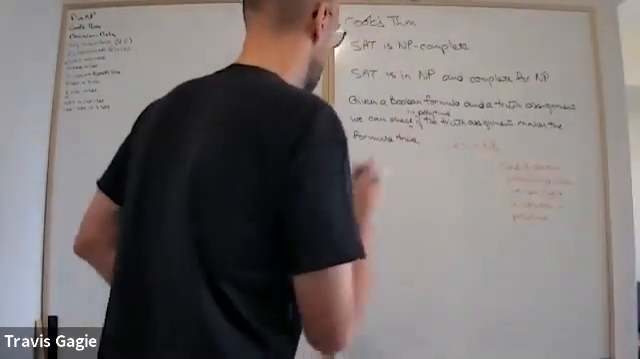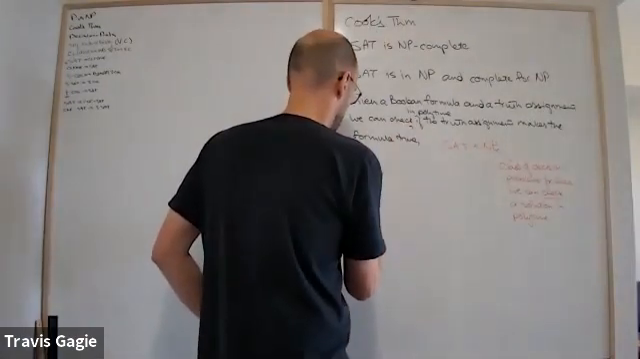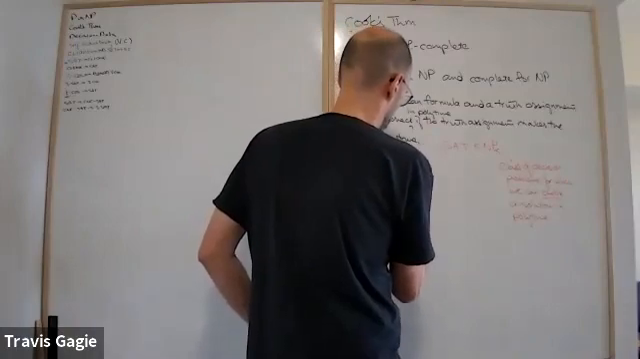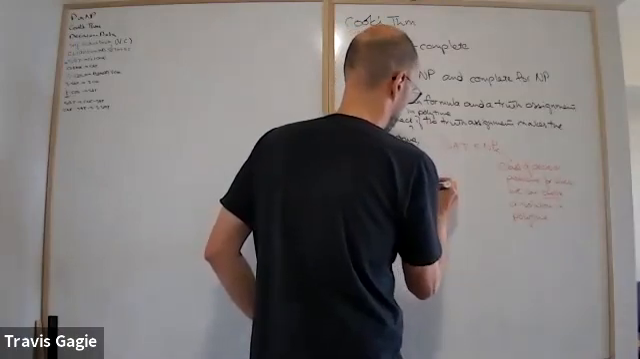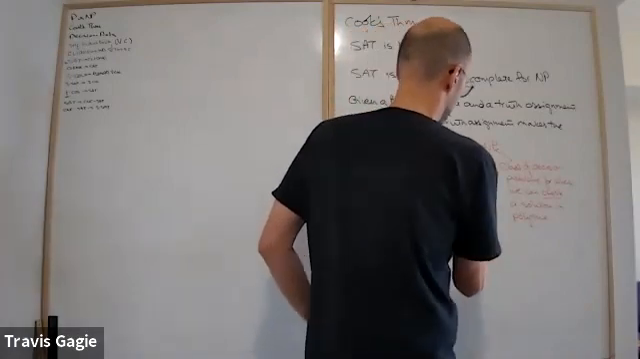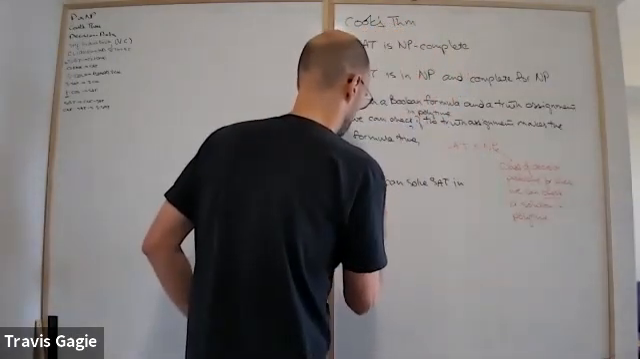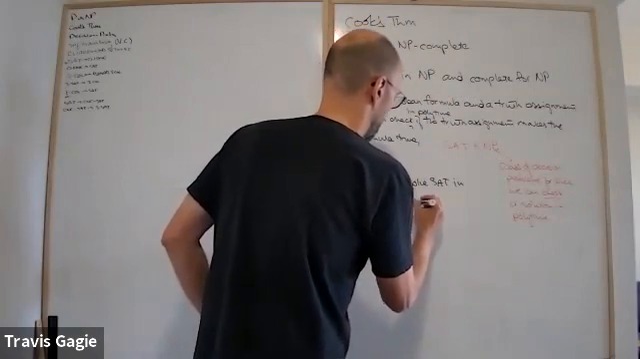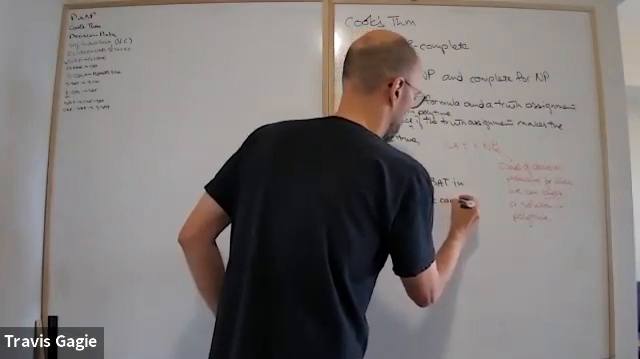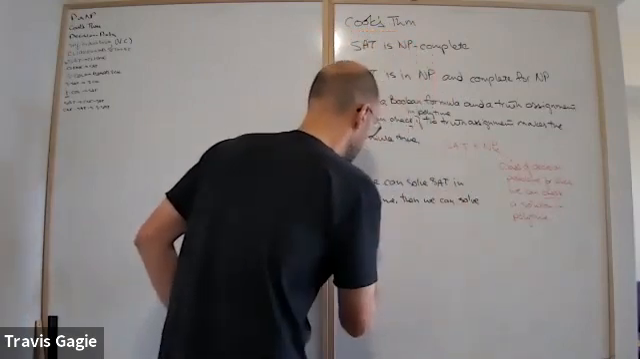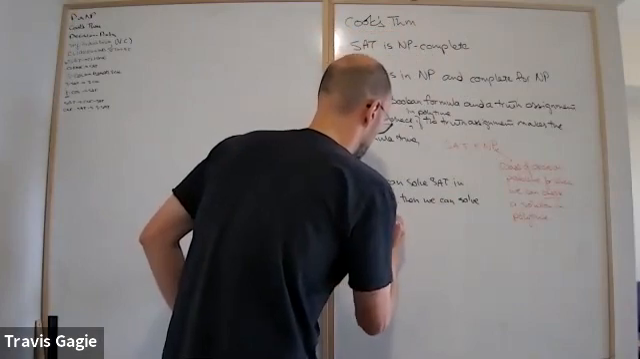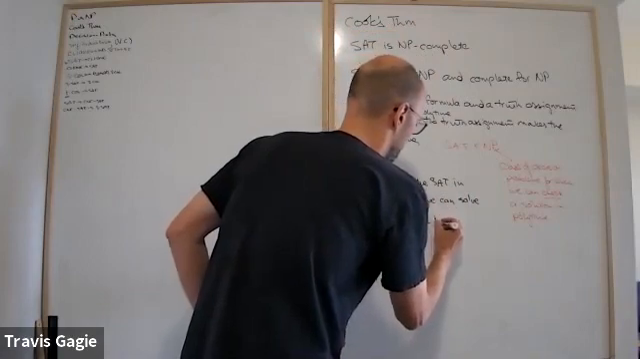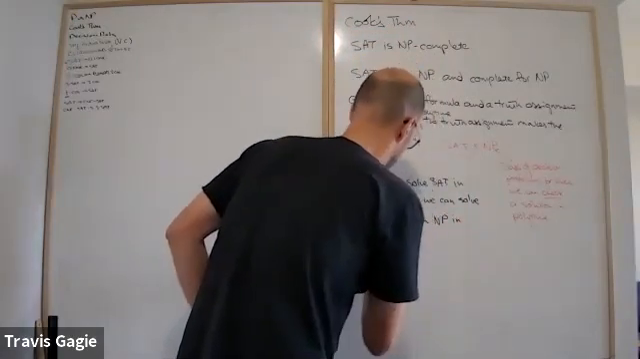Complete means if we can solve SAT in polytime, then we can solve any problem in NP in polytime.